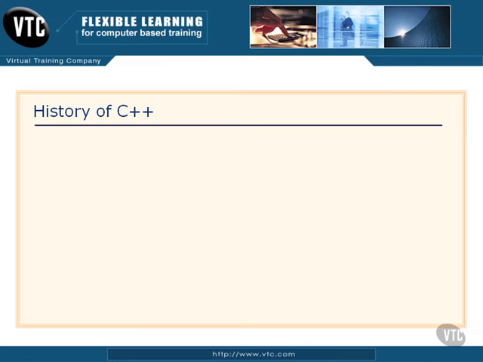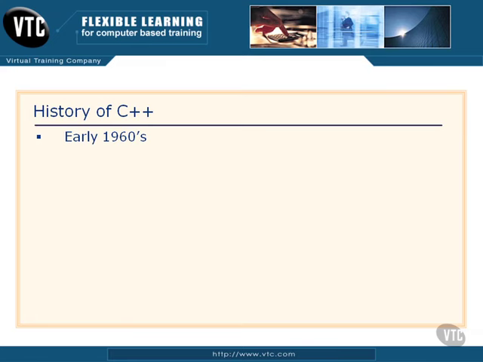Now, as we get started in the course, I want to take just a real quick time out here and talk about just a little of the basics of the history of C++. Now, I know what you're thinking. Why do I need to know anything about the history of C++? Well, it will help you to understand some things that you're going to bump into later on. So we'll do this quickly here. I know history is not most people's favorite subject.